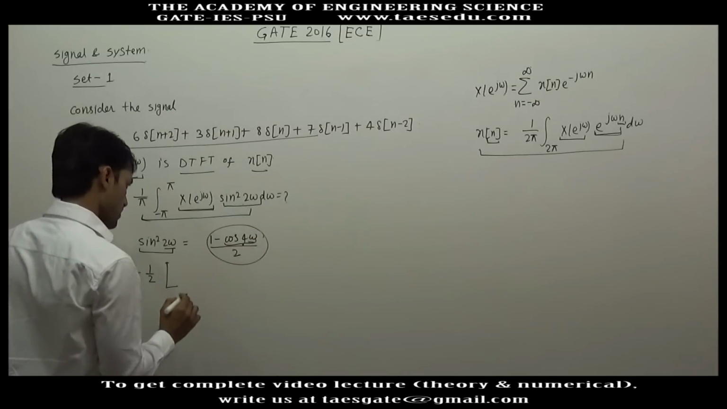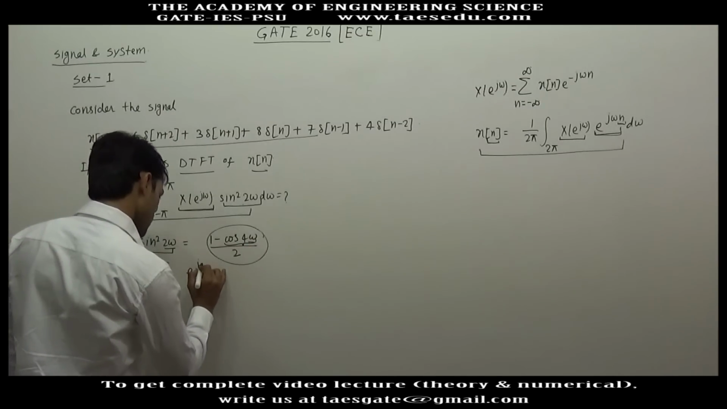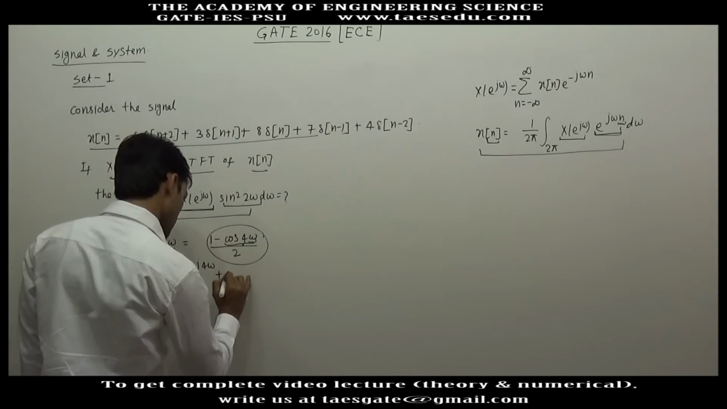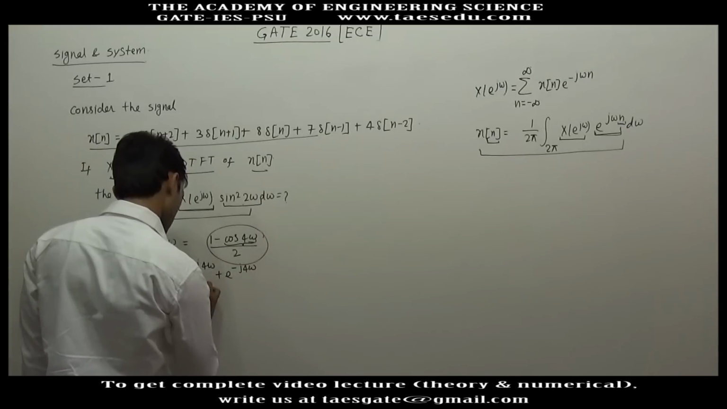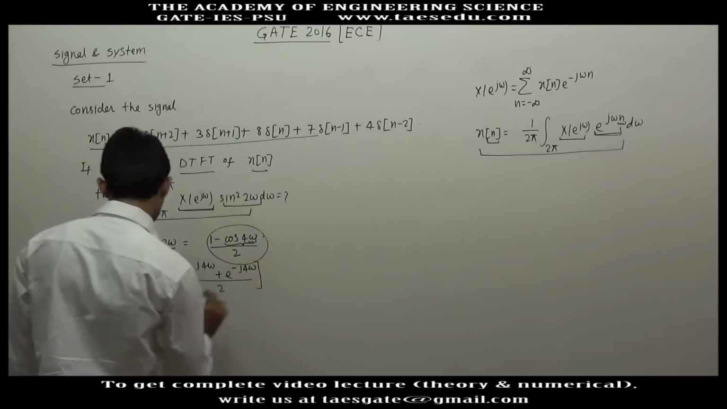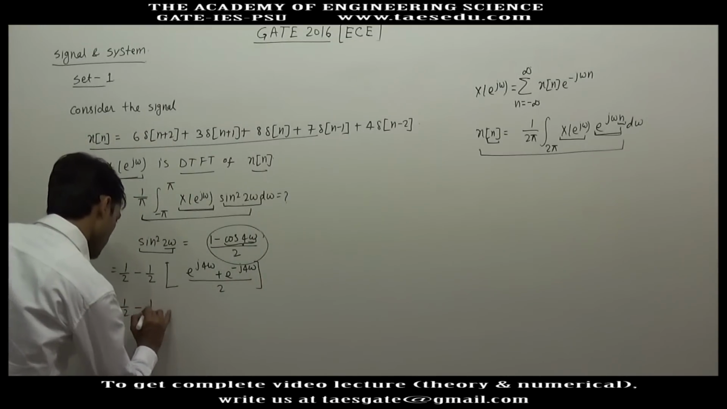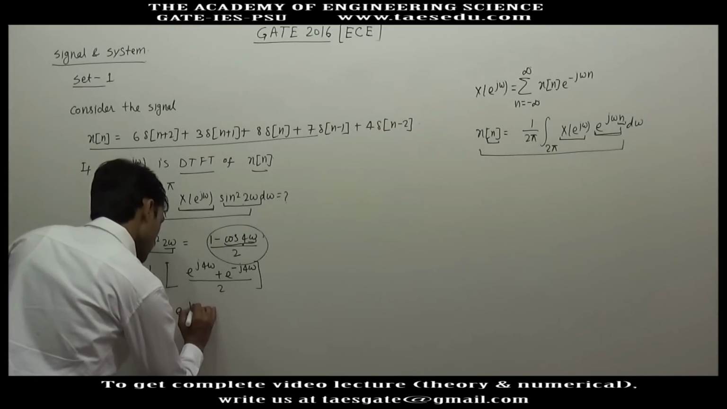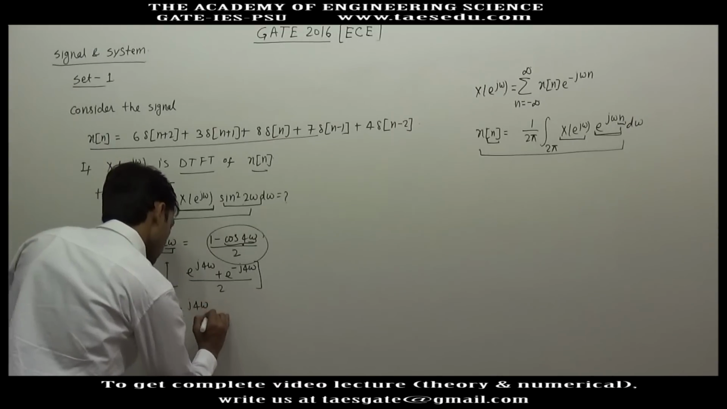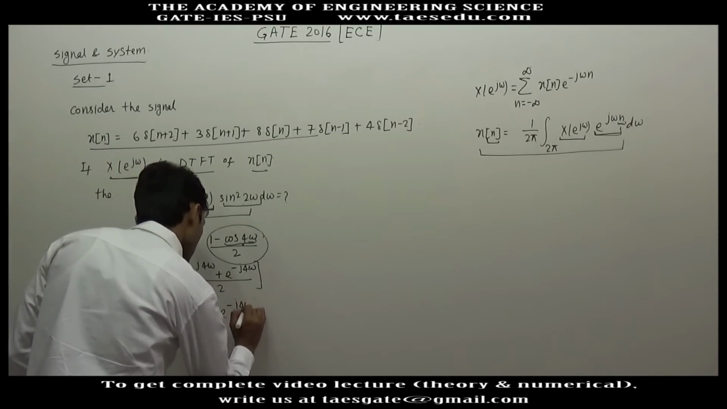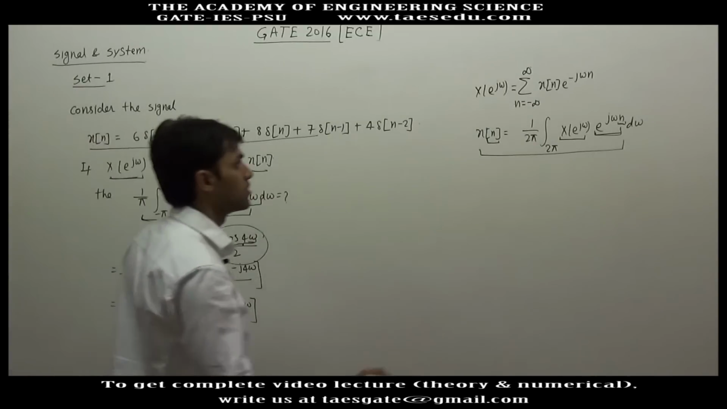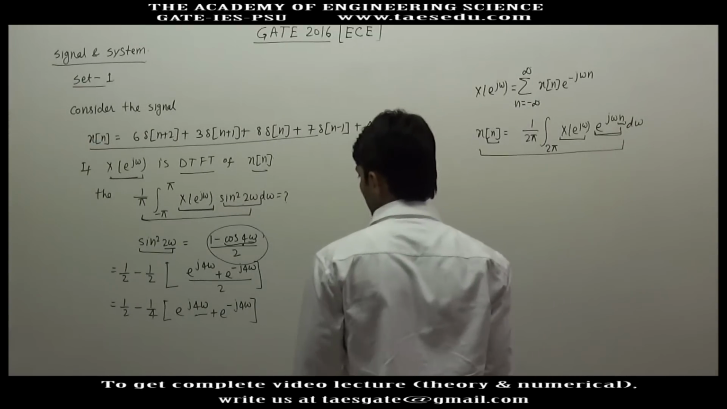So cos 4 omega can be written as e to power j4 omega plus e to power minus j4 omega divided by 2. Here we will have 1 by 2 minus 1 by 4 into e to power j4 omega plus e to power minus j4 omega. Okay, so we have to get e to power j4 omega, so we will put n equal to 4.